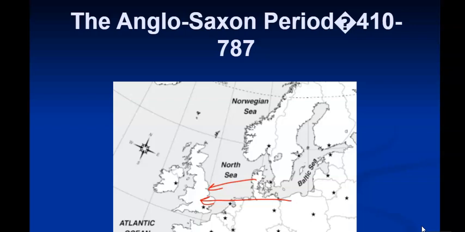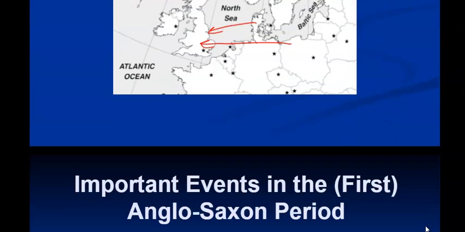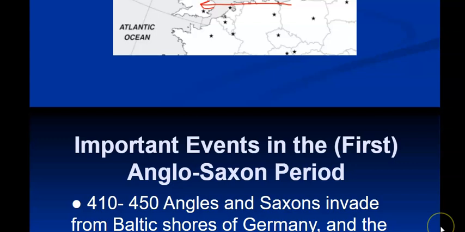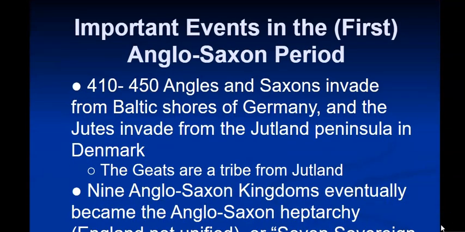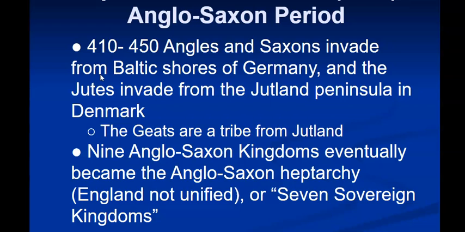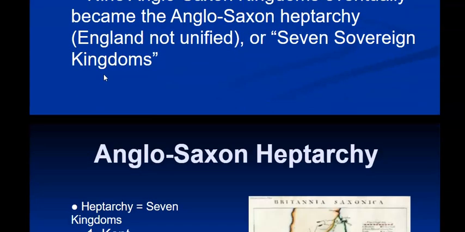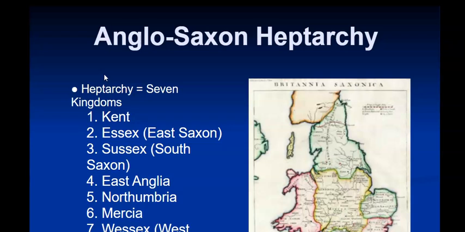The Anglo-Saxon period, 410 to 787. On the map you can see the location of the old Anglo-Saxon tribes. Important events in the first Anglo-Saxon period, 410 to 450: the Angles and the Saxons invade from the Baltic shores of Germany, and the Jutes invade from the Jutland Peninsula in Denmark. The Geats are a tribe from Jutland, and the Anglo-Saxon kingdoms eventually became the Anglo-Saxon Heptarchy. England was not unified, but made up of 7 sovereign kingdoms. Heptarchy means the 7 kingdoms.